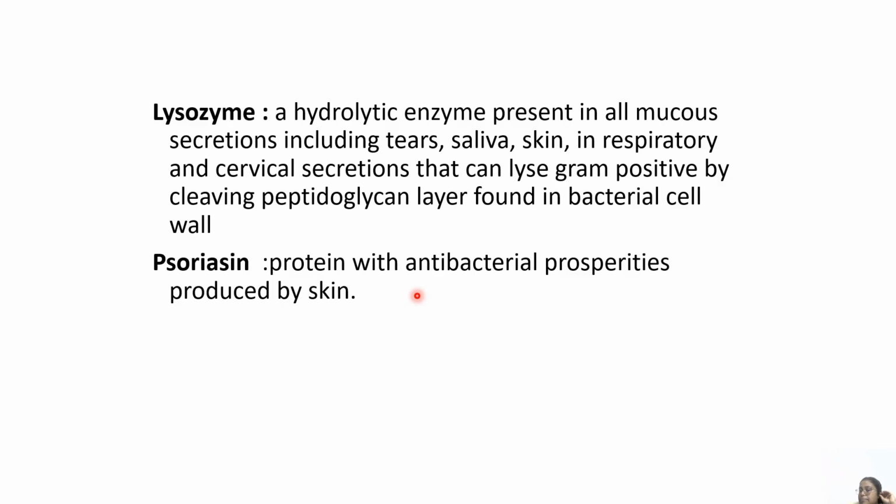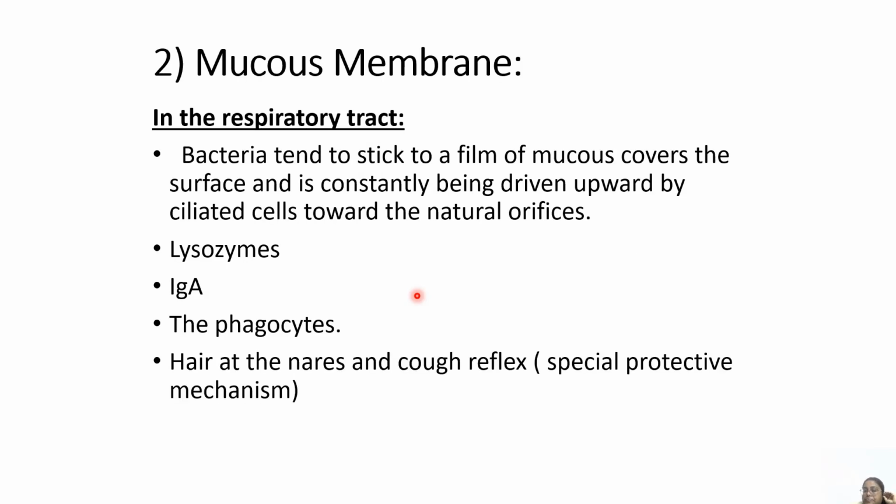Lysozyme is a hydrolytic enzyme present in all mucous secretions, including our tears, saliva, skin, and in respiratory and cervical secretions as well, that can lyse gram positive bacteria by cleaving the peptidoglycan layer found in the bacterial cell wall. So you see, even when you're crying, your tears are acting as a first line of defense. Your tears have lysozyme, which can actually lyse the gram positive cell wall. Then we have psoriasin, which is a protein with antibacterial properties produced by skin.